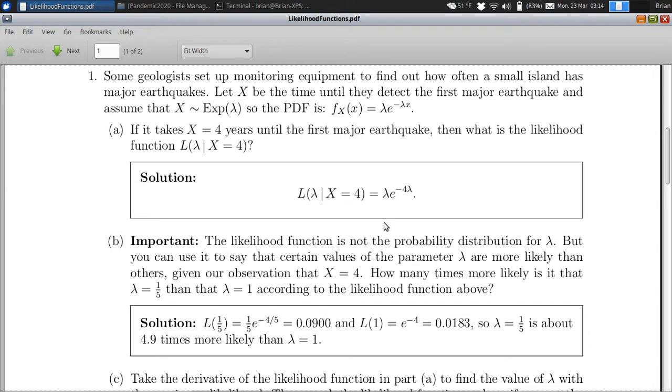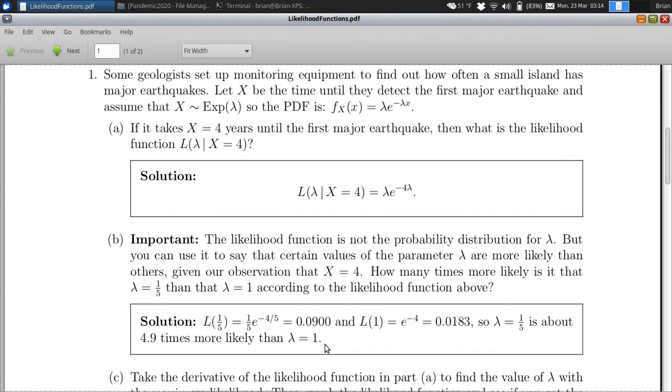Okay, question 2 then asks, how many times more likely is it that lambda is 1/5 than that lambda would be equal to 1, according to this likelihood function? And so what you do is you plug in 1/5 into the likelihood function, and you get this. I just used a calculator. And then you plug in 1, and you get that, and then you can clearly see that 0.09 is bigger than 0.018. And in fact, if you divide them, it's about 4.9 times bigger. So it's 4.9 times more likely that lambda is the small number than that it's equal to 1.